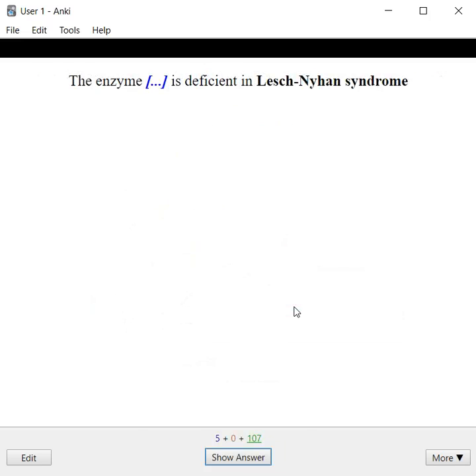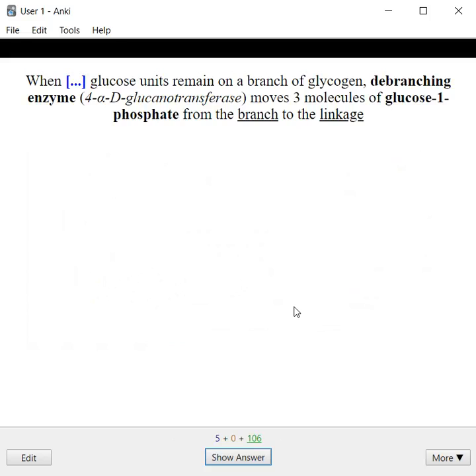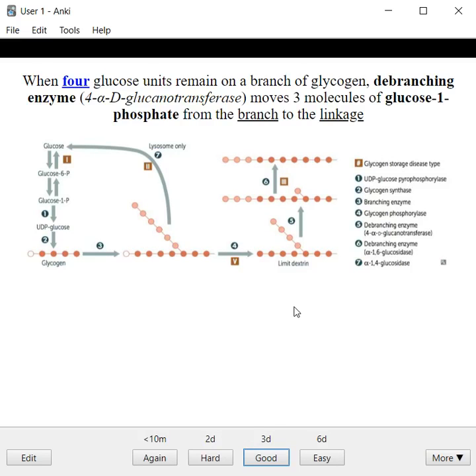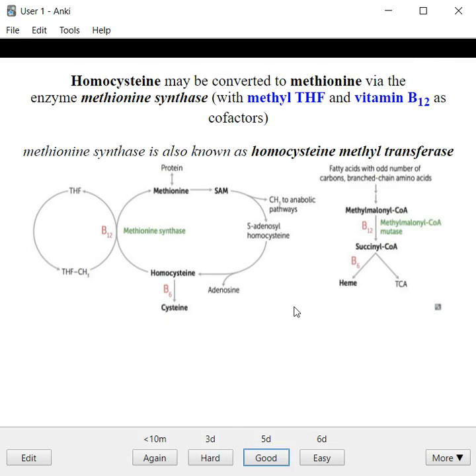Creatine phosphate. The enzyme blank is deficient in Lesch-Nyhan syndrome. HGPRT. When blank glucose units remain on a branch of glycogen, debranching enzyme moves 3 molecules of glucose 1-phosphate from the branch to the linkage. 4 glucose units. Homocysteine may be converted to methionine via the enzyme methionine synthase with blank and blank as cofactors, methyl THF and vitamin B12.